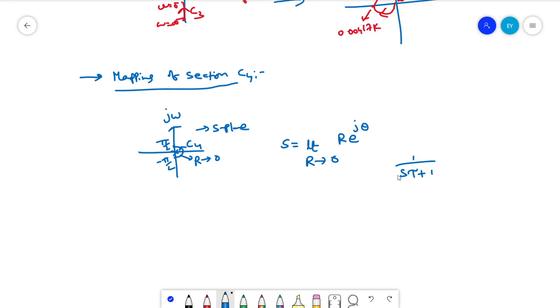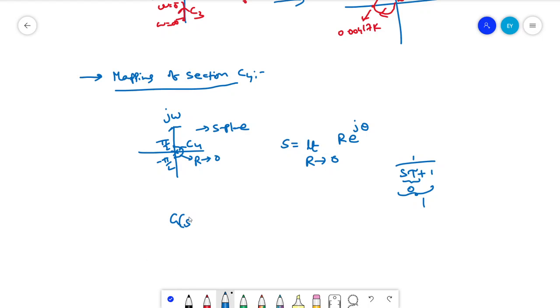Here, s is nothing but radius r tending to 0. If this is tending to 0, what is the leftover term? It is 1. So the whole thing will become only 1. Right? So just substitute there.